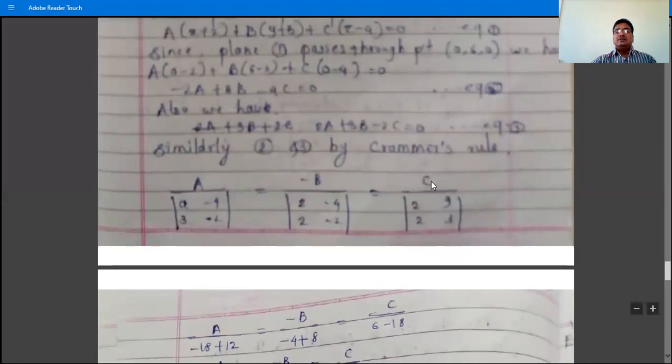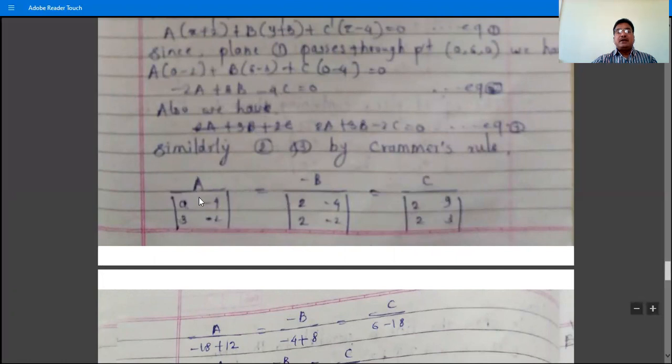Okay. And then C is what? C, cancel the last column. So minus 2, 9, not minus, plus 2, 9. 2, 9 and then 2, 3. So these determinants are correct. That A divided by 9 here, right? 9, 9 minus 4, 9 minus 4 and 3 minus 2.